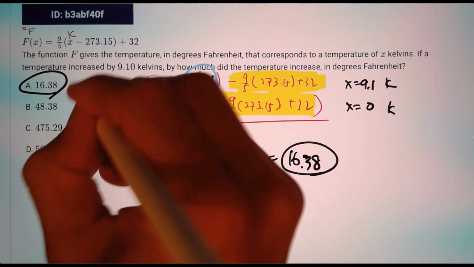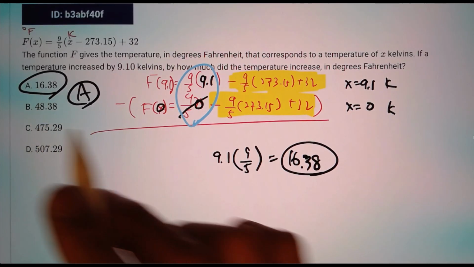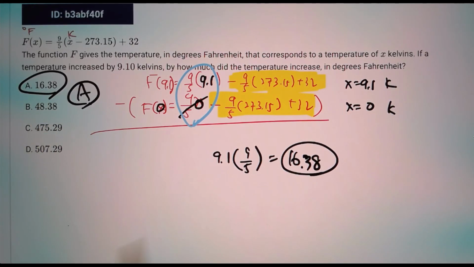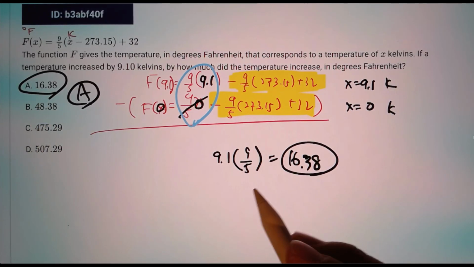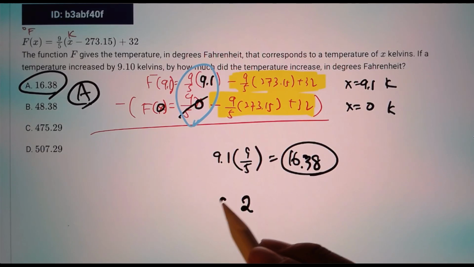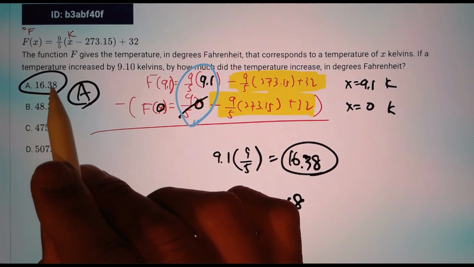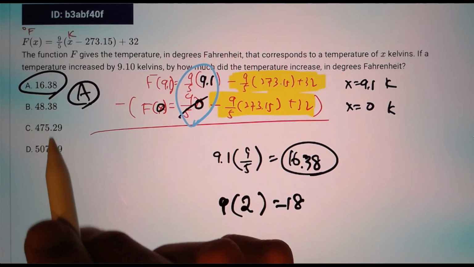Let's say you forgot the calculator, and thankfully the answer choices are far apart. You can make an approximation. You know, 9 over 5 is roughly 2, right? 1.8 is roughly 2, and 9, we can just say 9, and it's about 18. Which one is the closest to 18? A. B is kind of far away. Forget C and D.